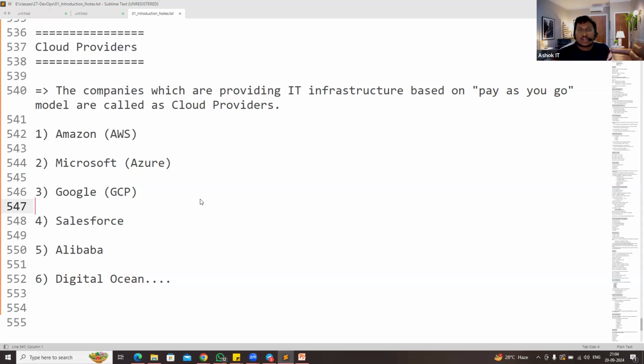You should know how to work with multiple cloud platforms. First we will start with one cloud platform. Once you are comfortable with one cloud platform, then you can learn another cloud platform easily. First, you need to become perfect with one cloud platform. Then you can easily work with another cloud platform also.